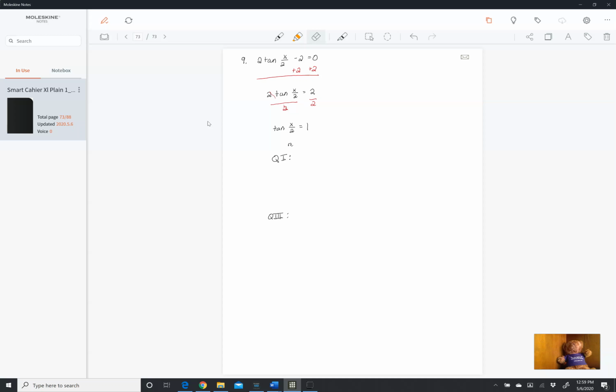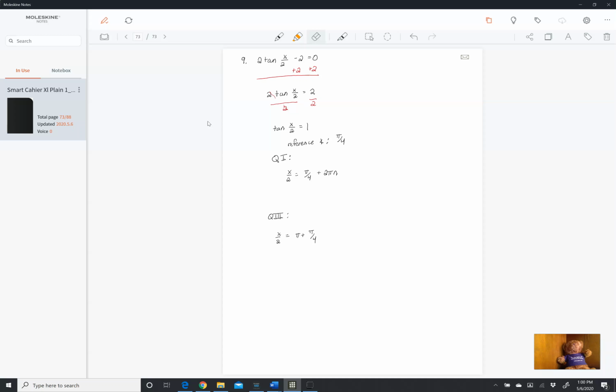What is our reference angle? Well, our tangent is 1. It's the tangent of pi over 4. The sine and the cosine have to be the same if the tangent is 1. That's only true for 45 degrees, for pi over 4. Okay, so in quadrant 1, x over 2 is just pi over 4, and then we add the 2 pi n because we did not give you an interval. In quadrant 3, our x over 2 is pi plus pi over 4.